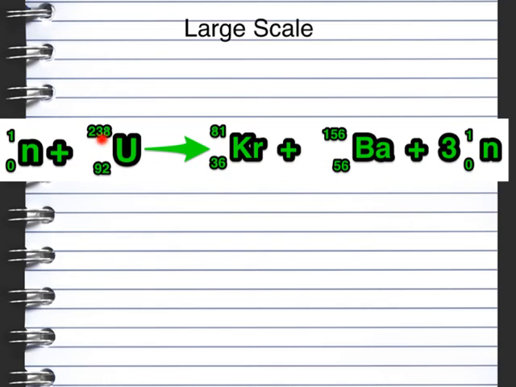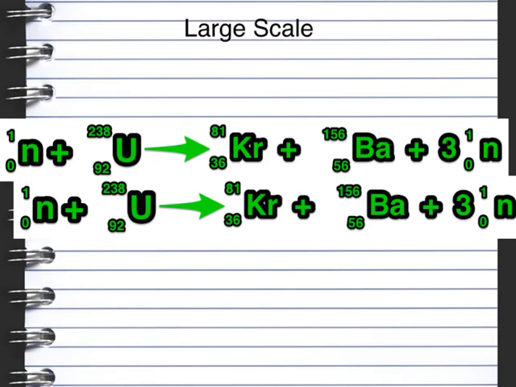Now at the top we've got the masses. The masses here should add up to 239 on both sides. We can see here that we've got our three neutrons that carry on and can collide with further uranium nuclei. So we get multiples of this reaction happening.